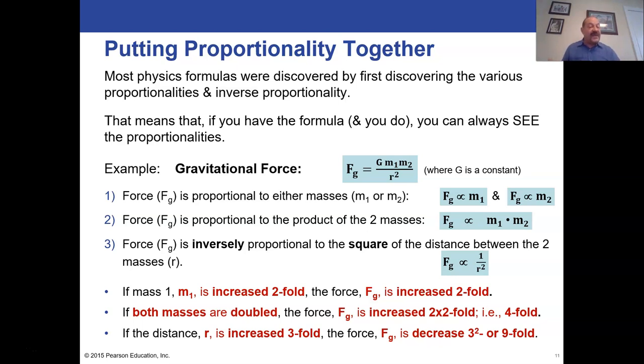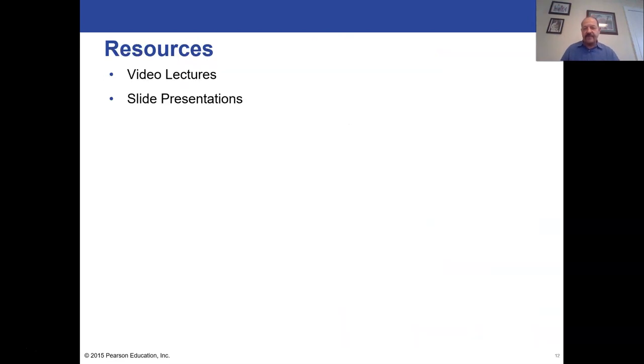And likewise, the opposite would happen. If I decreased the distance, made it shorter to 1/3 of the old distance, the force of gravity would actually increase ninefold, 3 squared. So that's how you put these things together. Anytime you see a formula, you can see the proportionality relationships as long as it's all multiplication and division. Once you put addition and subtraction in there, you can't use proportionality anymore. But most formulas don't do that in physics.